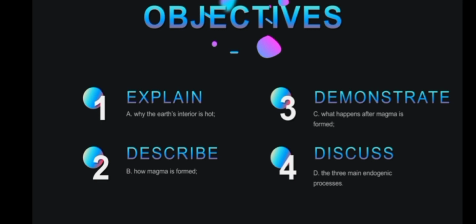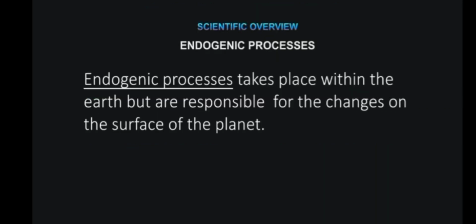First, we will explain why the Earth's interior is hot. Then, we will describe how magma is formed. We will demonstrate what happens after magma is formed. And lastly, we will discuss the three main endogenic processes. So everyone, let us take a look at this scientific overview.